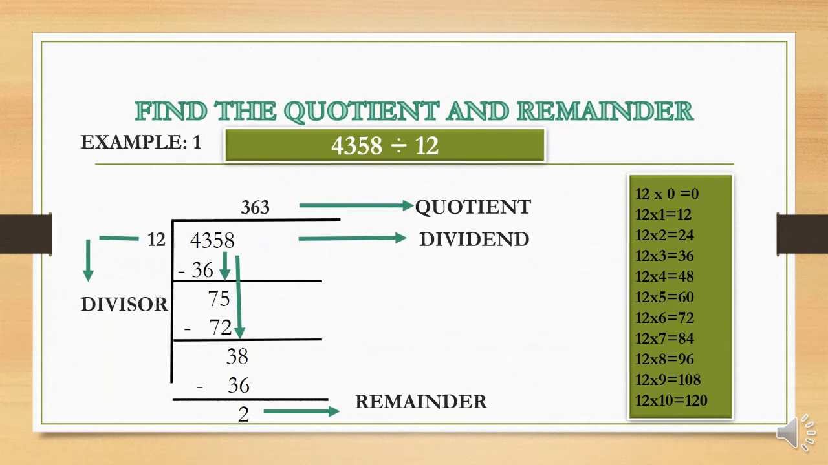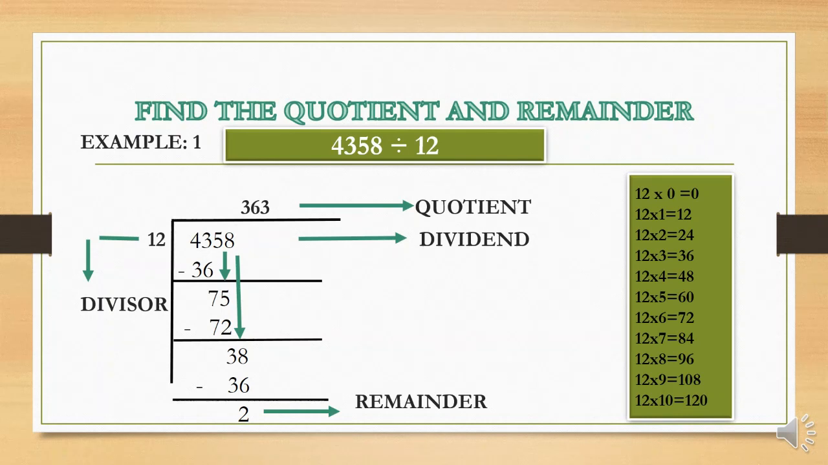As 4 is smaller than 12, we compare the hundreds in the dividend with the divisor. Here 43 is greater than 12. Now we can divide 43 by 12. So step 2 is to divide. Here as the divisor is 12, we use the table of 12 to find a product which is equal to or less than and nearest to 43. So the nearest product is 36. Hence, we write 3 in the quotient above 3.